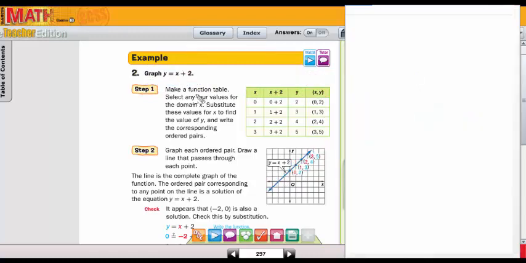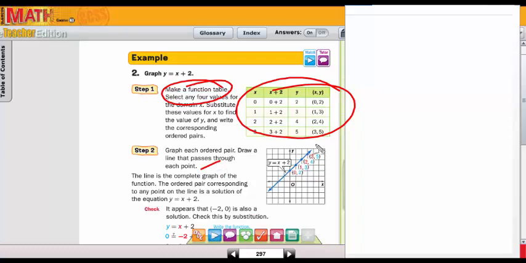The first thing we did is make a function table, then graph each ordered pair, and then draw a line that passes through each point, and that is all done for you here. The line is the complete graph of the function. The ordered pair corresponding to any point on the line is a solution of the equation y equals x plus 2.